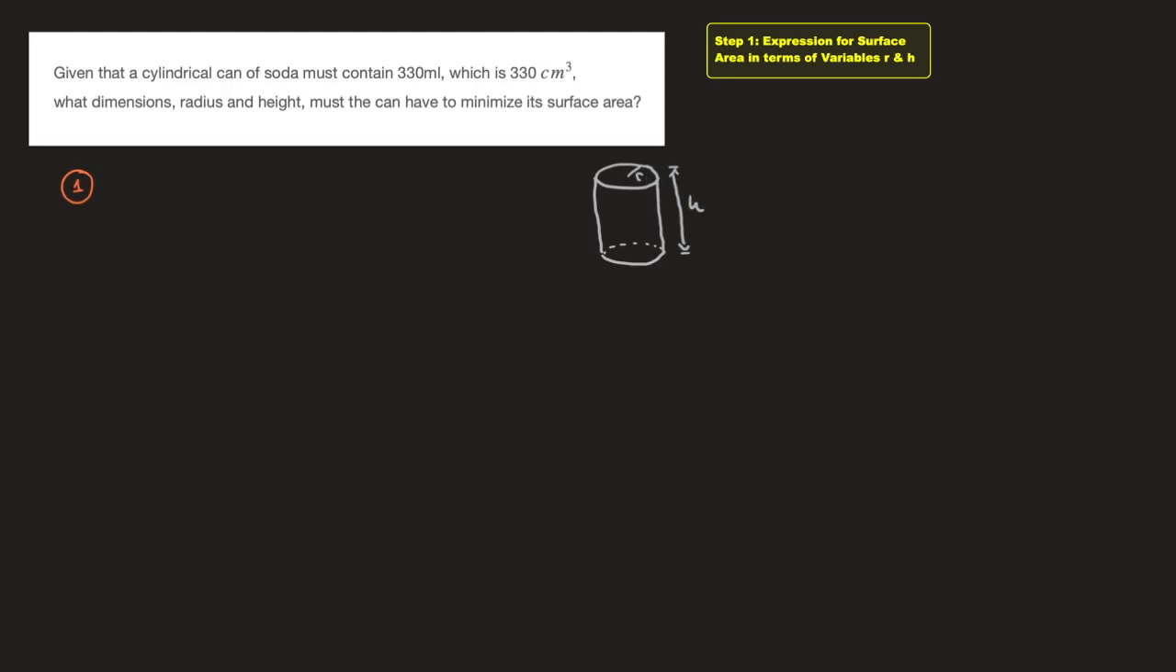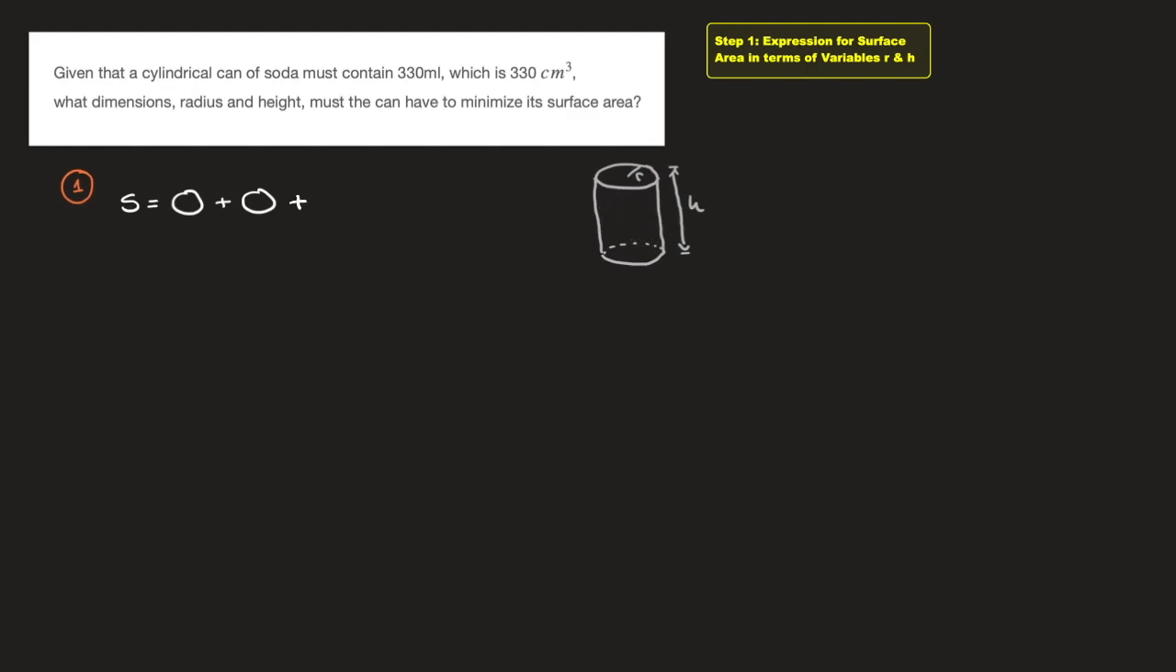Now, if I go ahead and call the total surface area S, then it's going to equal the surface area of the disk at the top plus the surface area of the disk at the bottom. So I'll start by just drawing those. I have a disk at the top plus a disk at the bottom. And alongside that, we have the curved surface area wrapping itself around the can.